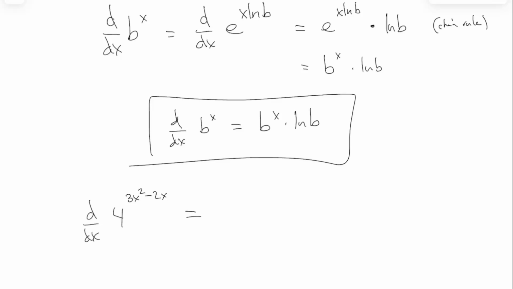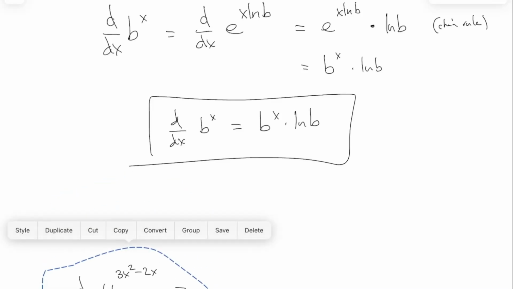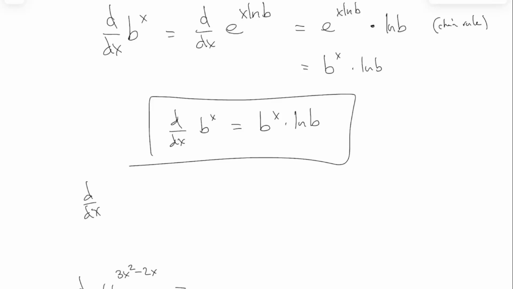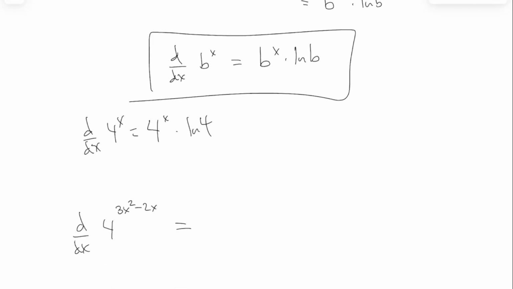For example, how about the derivative of 4 to the power 3x squared minus 2x? Actually, would you mind a preliminary example? That's a lot easier. What about just the derivative of 4 to the x? Just plugging in directly using b equals 4, it is 4 to the x times ln 4. And ln 4, of course, cannot be simplified. It's just some number. You can plug it into your calculator if you want to know what that number is, but you can't do anything else with that.